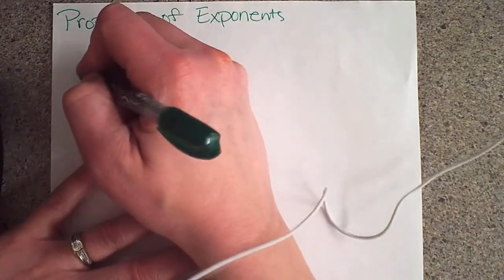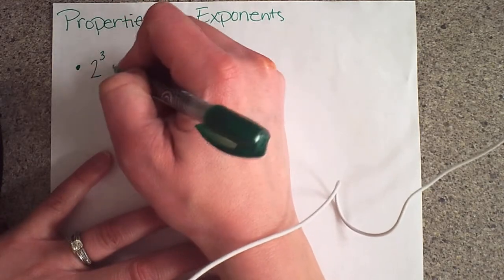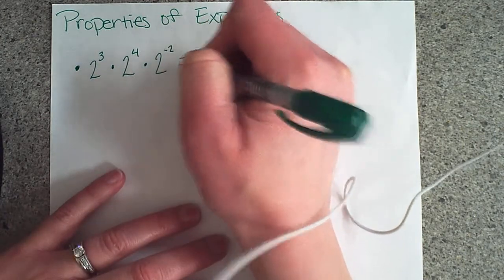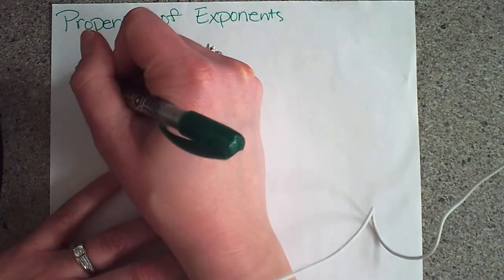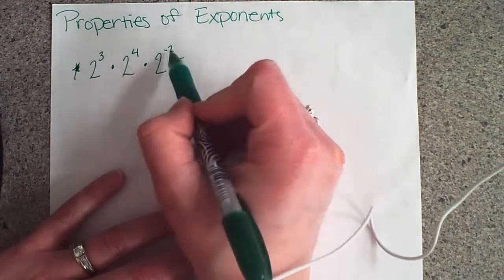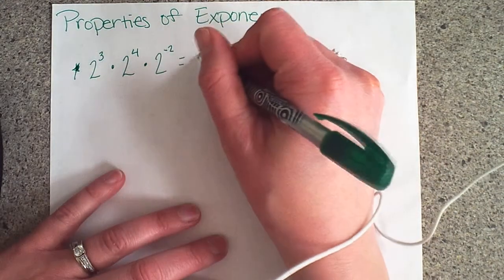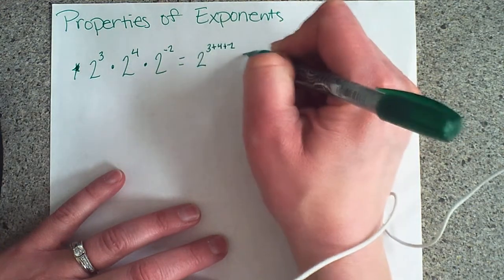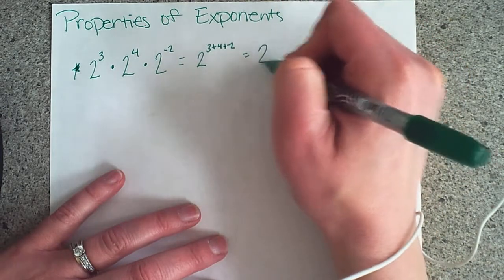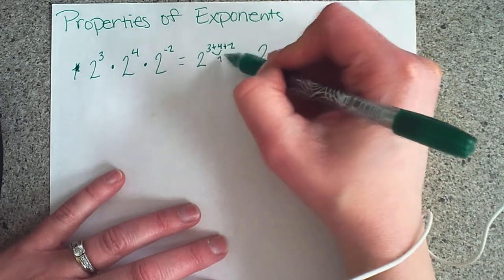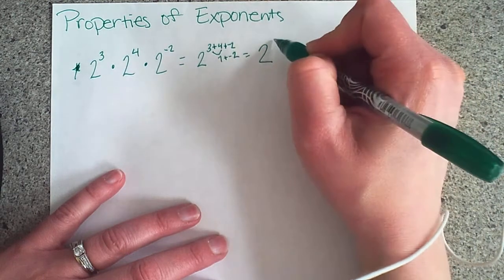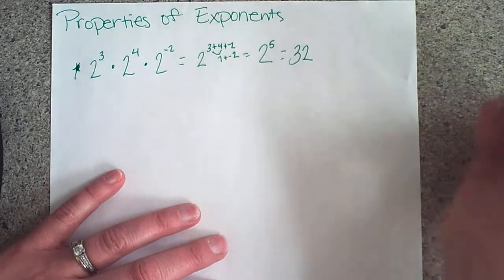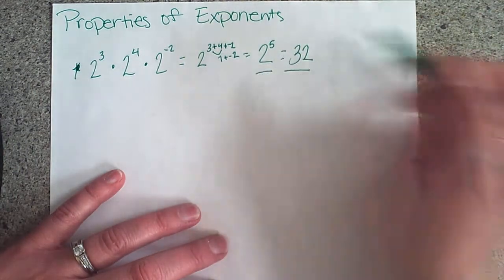If we have just anything like 2 to the third times 2 to the fourth times 2 to the -2. Remember the property here is that when we're multiplying the same base, we're going to add the exponents. So here I'd have 2 to the 3 plus 4 plus -2, and then you simplify that exponent. So this would be 7 plus -2, which would be to the 5th power. And you could write that as a single whole number, which is 32. This and this would both be acceptable forms there.